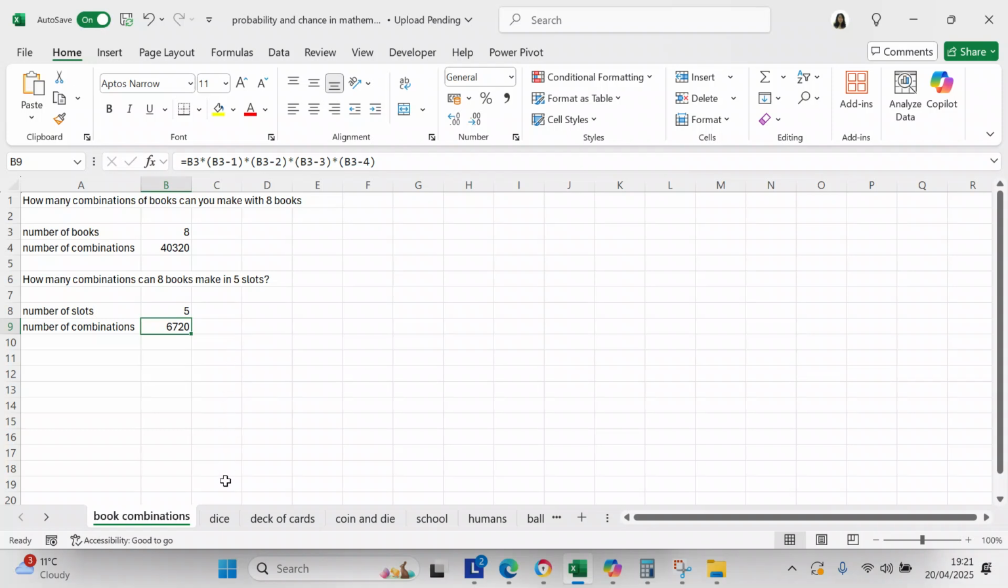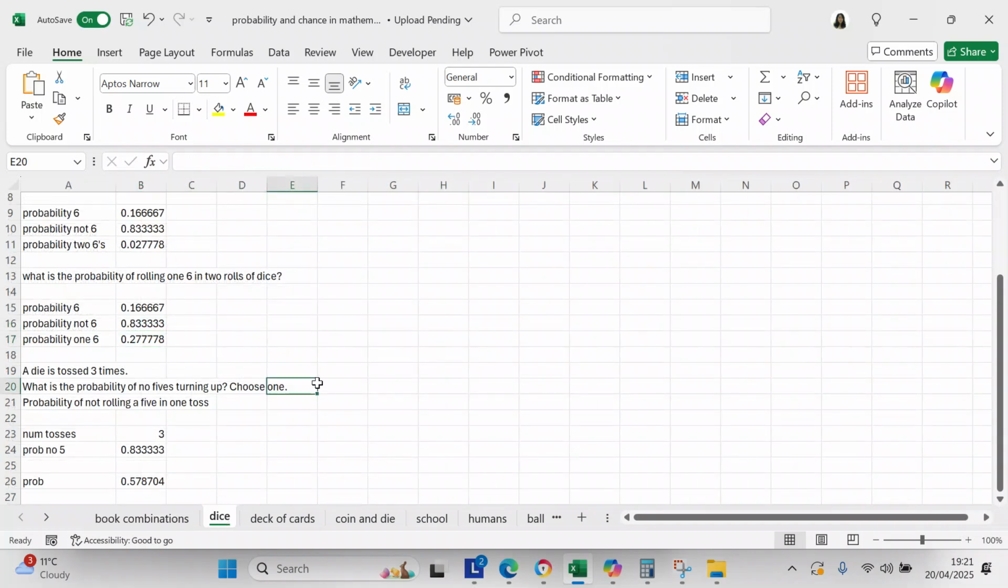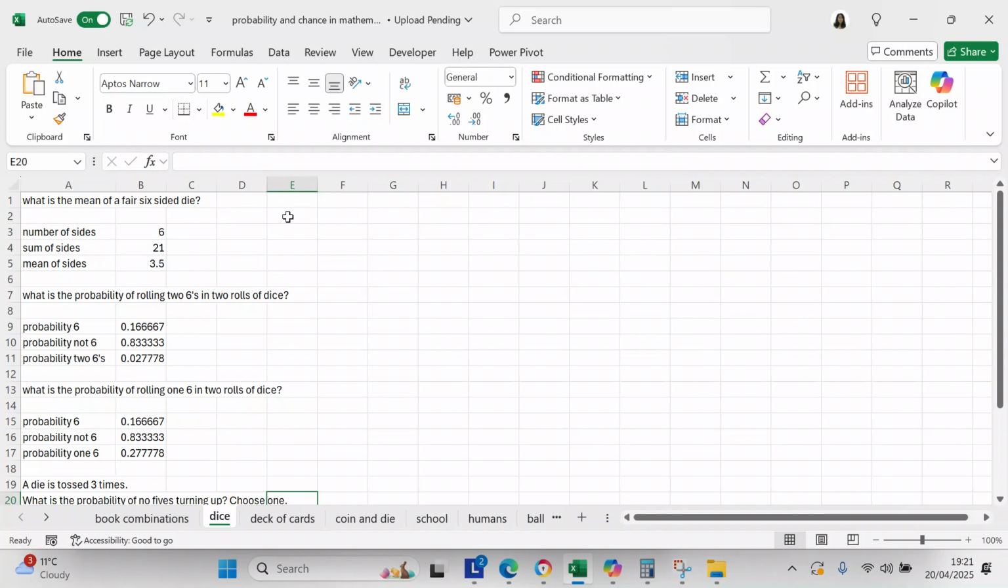And that gives you 6,720. So the next questions we have are going to be about dice. The first question is, what is the mean of a fair 6-sided die? Your number of sides is 6, and the sum of the sides equals the sum of 6, 5, 4, 3, 2, 1, which is 21. The mean of the sides is B4 divided by B3, and that gives you a mean of 3.5. So that's the average number of a 6-sided die.